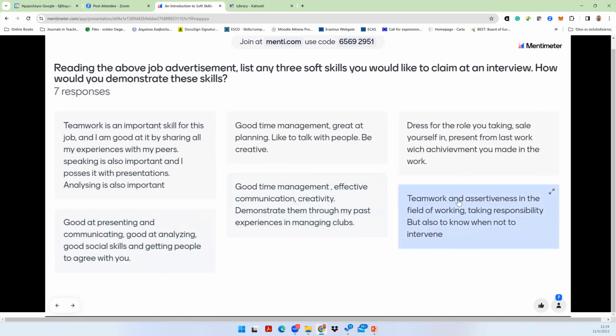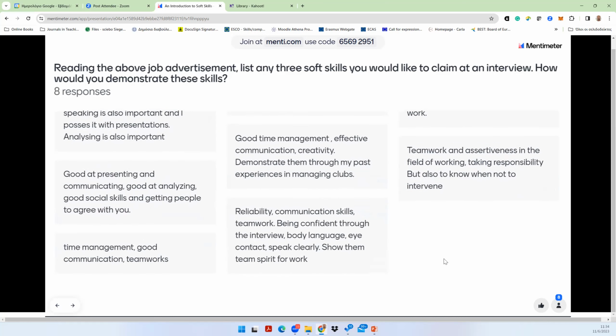Okay. Teamwork and assertiveness in the field of working, taking the responsibility, but also to know when not to intervene. Very good. This has to do with what we have discussed until now. Provide the floor to the other, listening skills. Even as you will see in presentation skills, especially during your Viva, during a conference, you should let the people that they ask the question finish, even the answer. This saves you time, and also controls your feeling in order to provide a more concrete answer. Reliability, communication skills, teamwork, being confident.